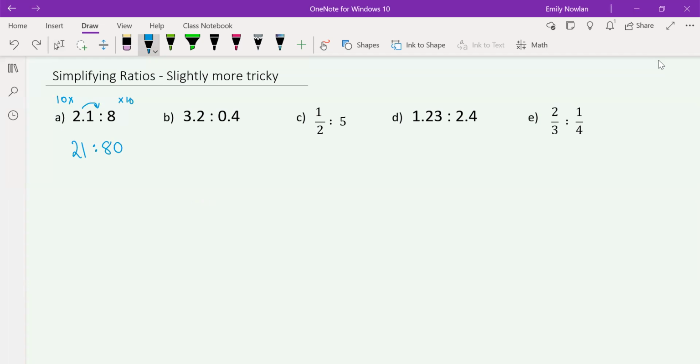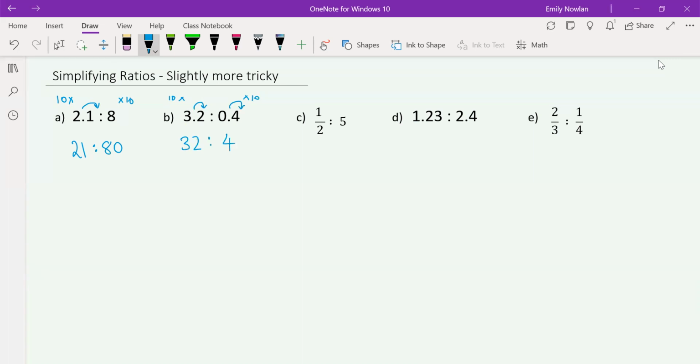Okay, next one. 3.2 to 0.4. Two decimals. Okay, does it still work? If we times it by 10, does that turn into a whole number? Yep. If we times this one by 10, does that turn into a whole number? Yeah. So let's times both sides by 10. So 3.2 times 10 gives us 32, and 0.4 times 10 gives us 4. So that's 32 to 4.